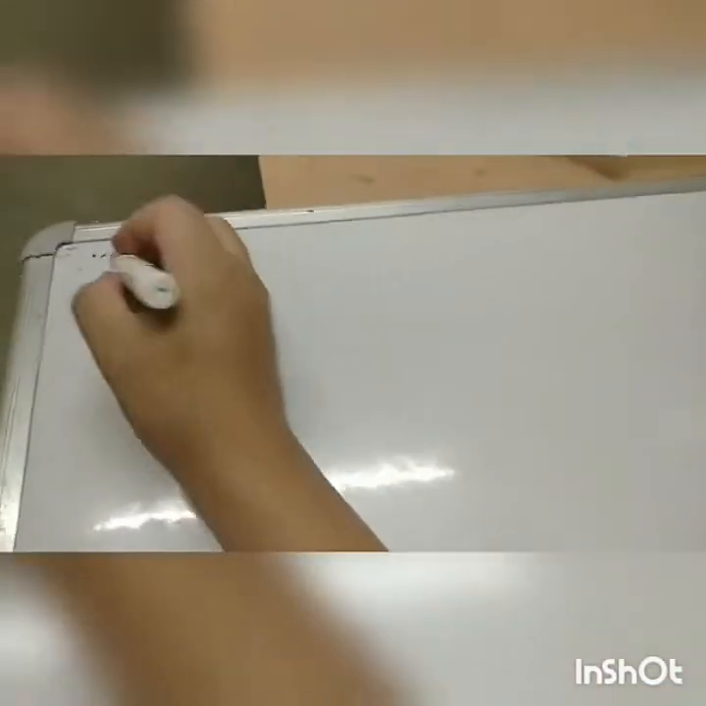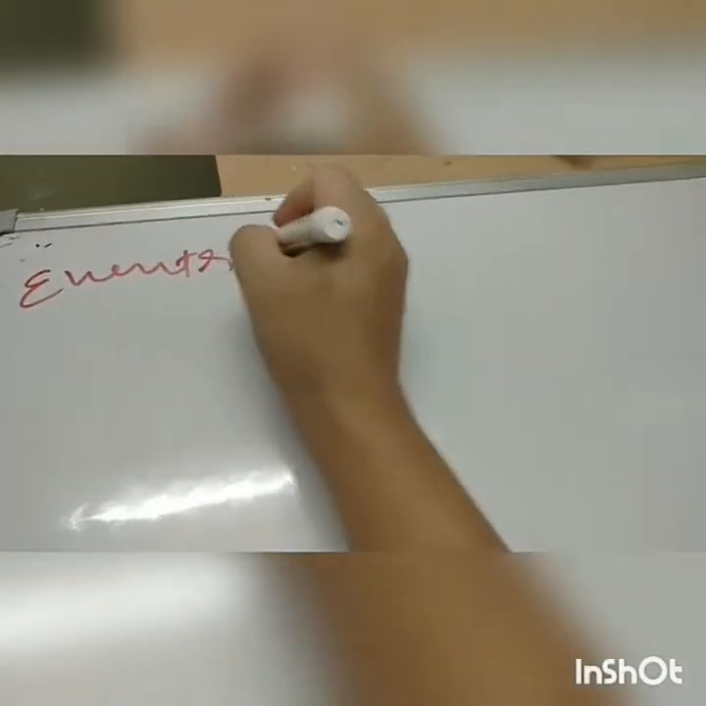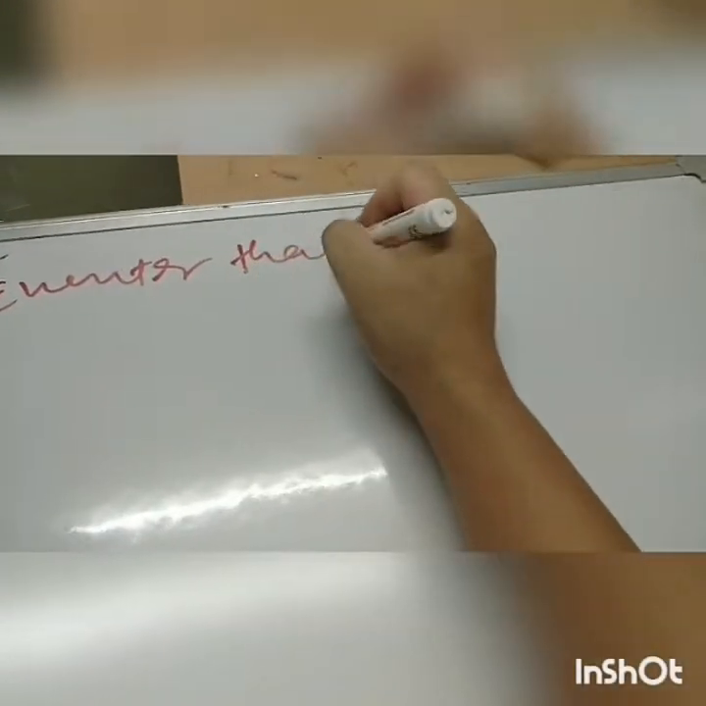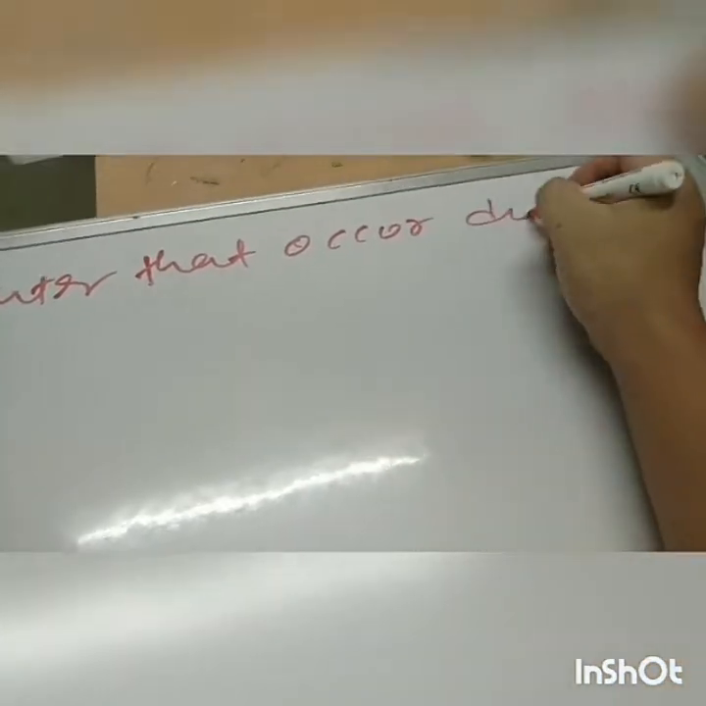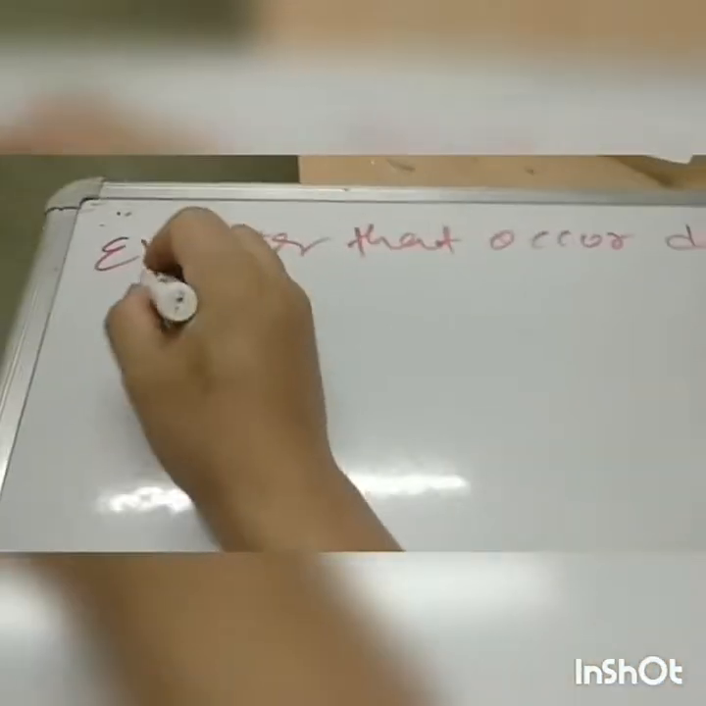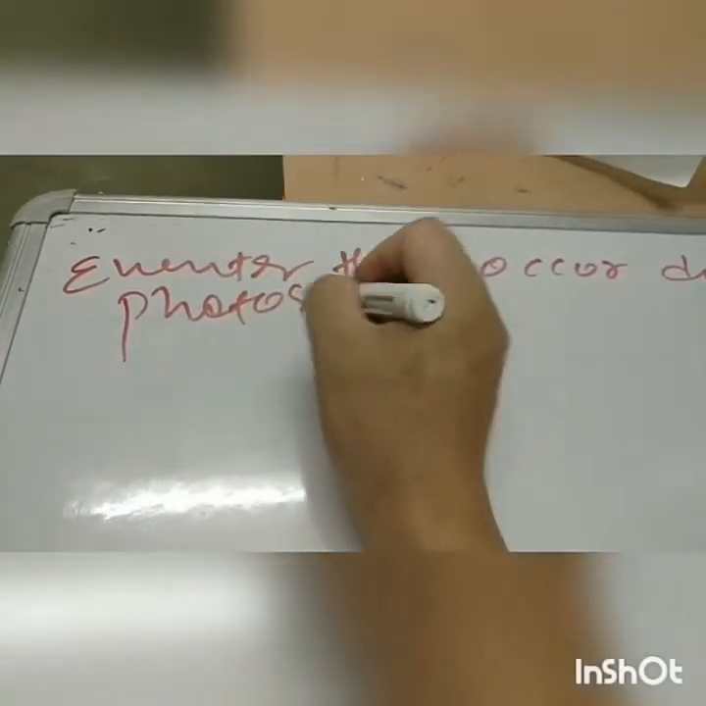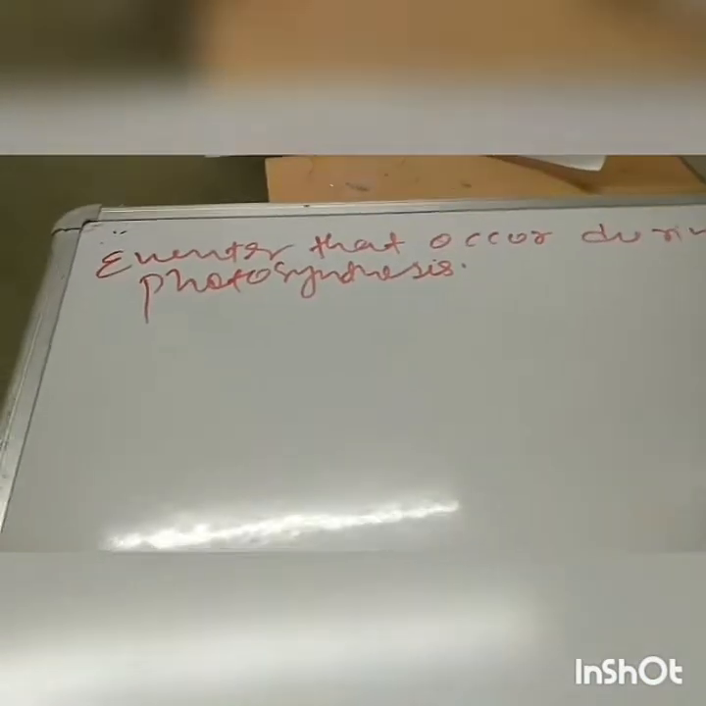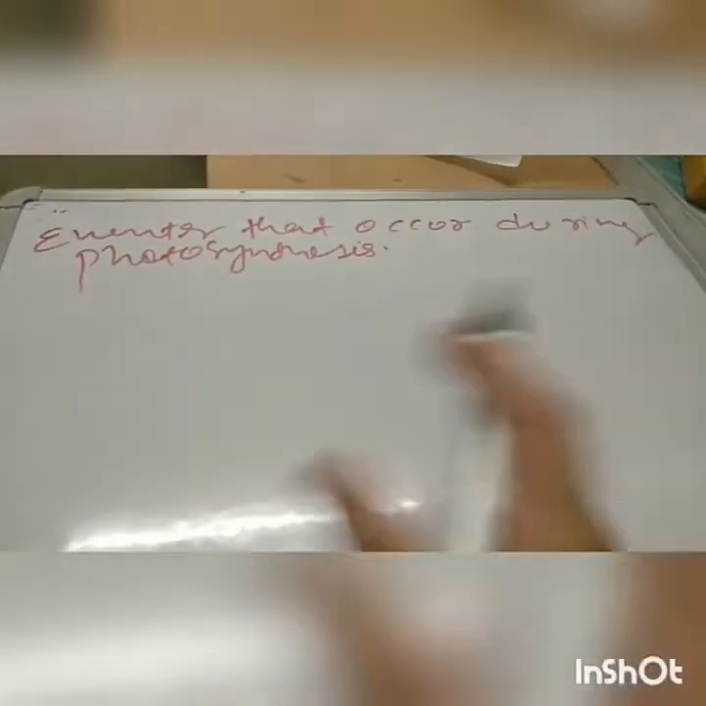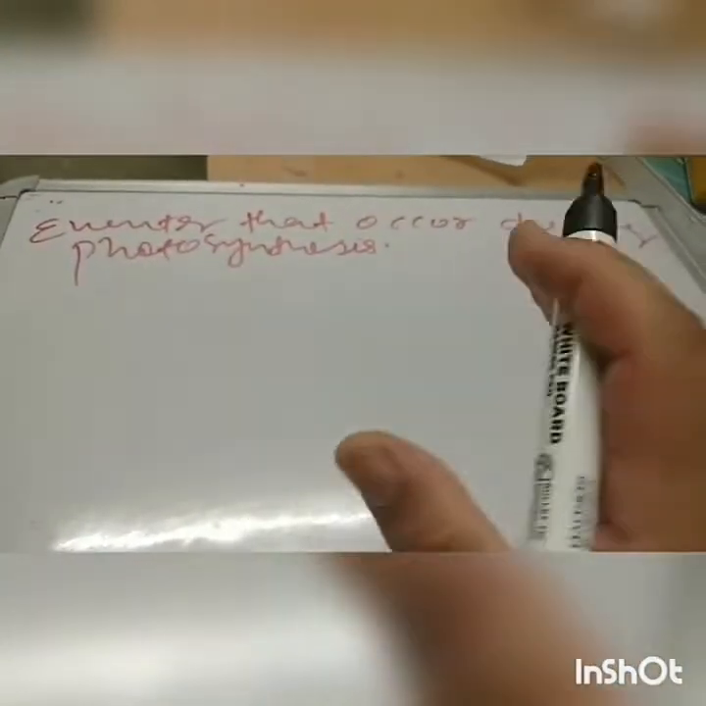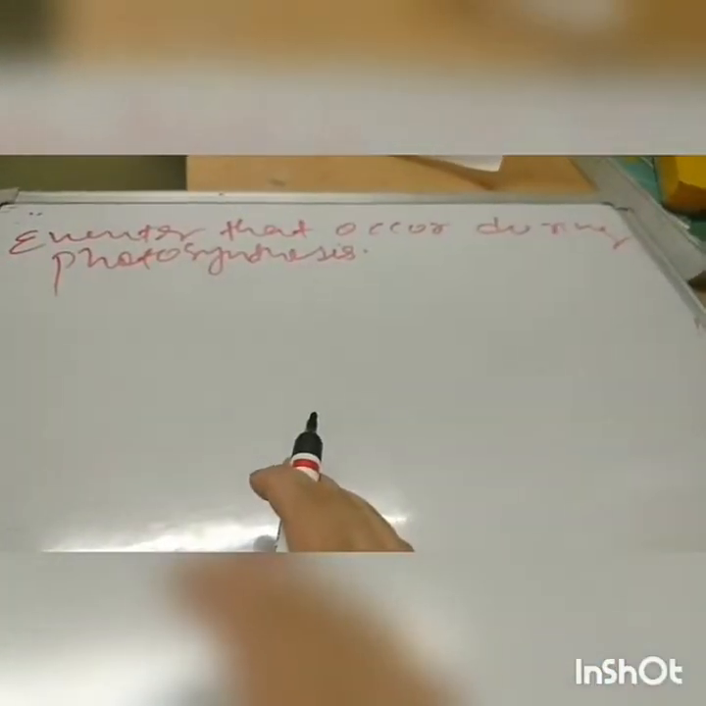Now we will see the events that occur during photosynthesis. Right. When the light energy falls on the green plants, there is a splitting of carbon dioxide and water into glucose and oxygen. We've already seen the chemical formula of photosynthesis.